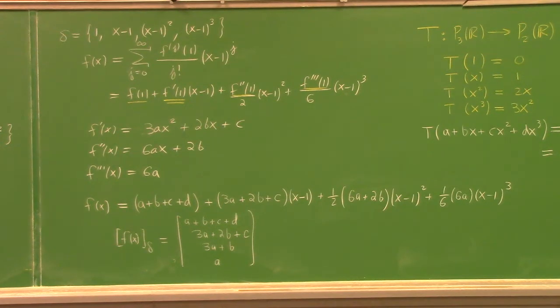But if you like, I can make yet another definition. For T, an element of the linear maps from Rn to Rm, the standard matrix of T is denoted like so, and it's given by T acting on E1 all the way out to T acting on En. This is an m by n matrix.